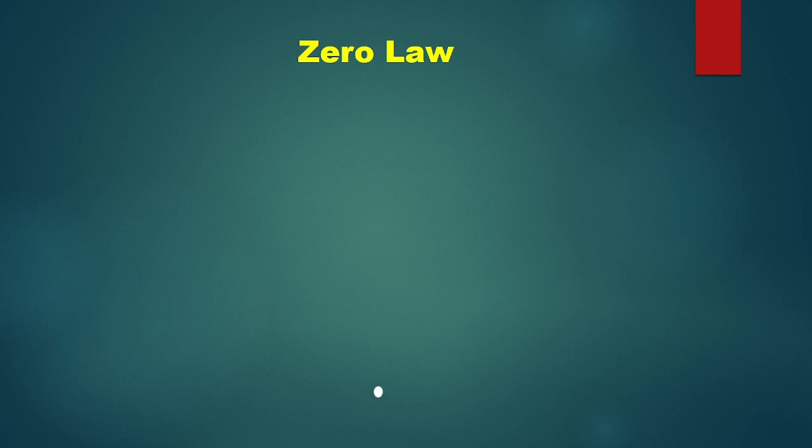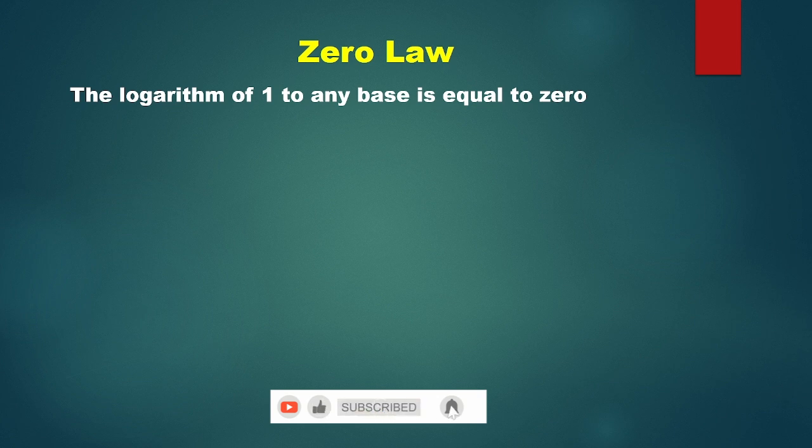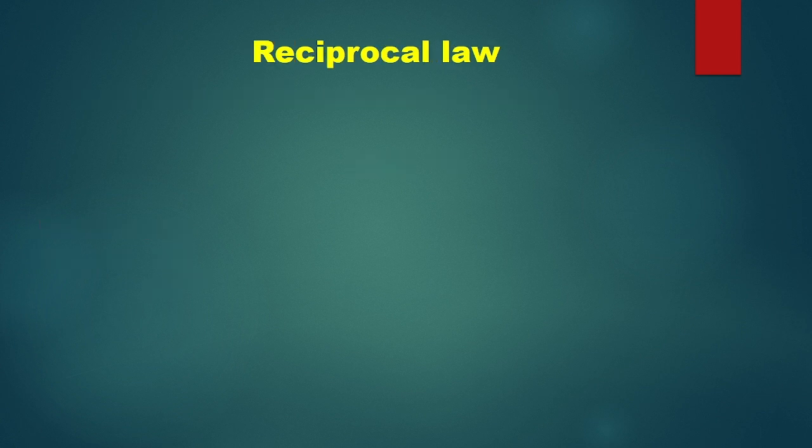Let's go further. The zero law. The logarithm of 1 to any base is equal to 0. The logarithm of 1, in this case to base b, is equal to 0. The log of 1 to any base will always be equal to 0. For example, log of 1 in base 3 will simply be equal to 0. That's that law.